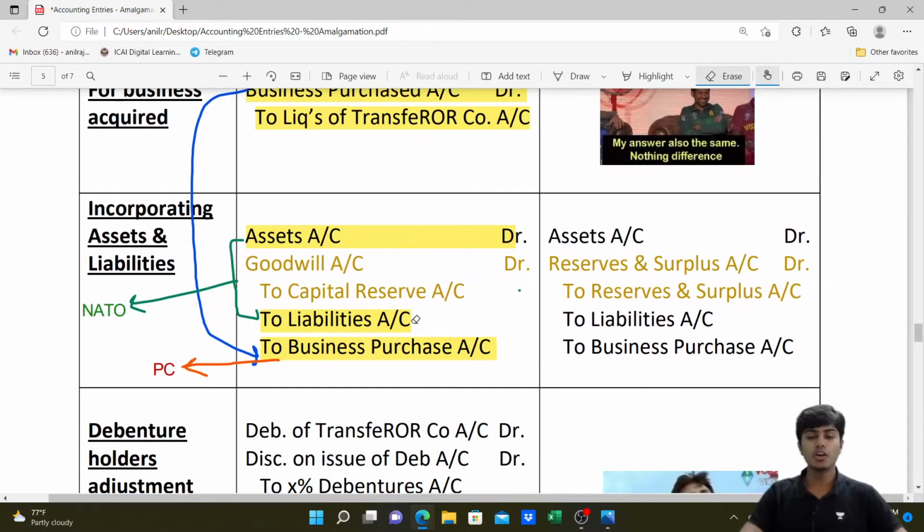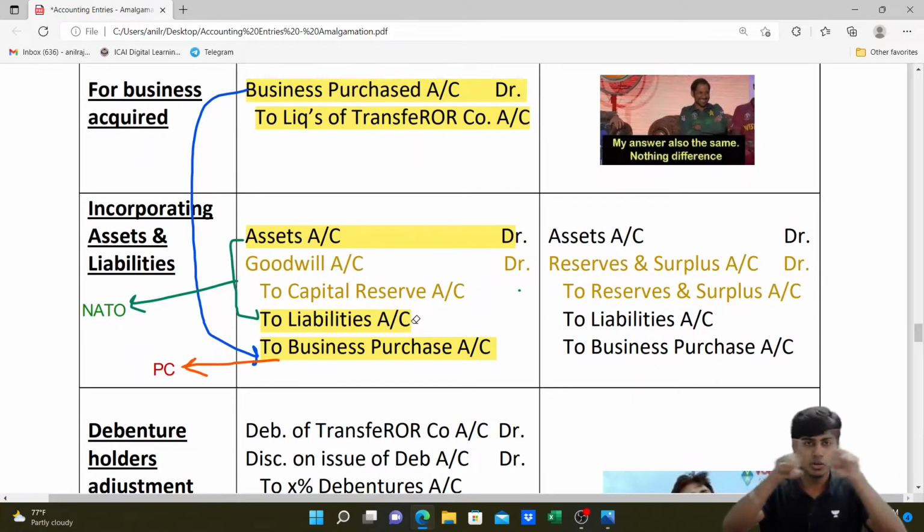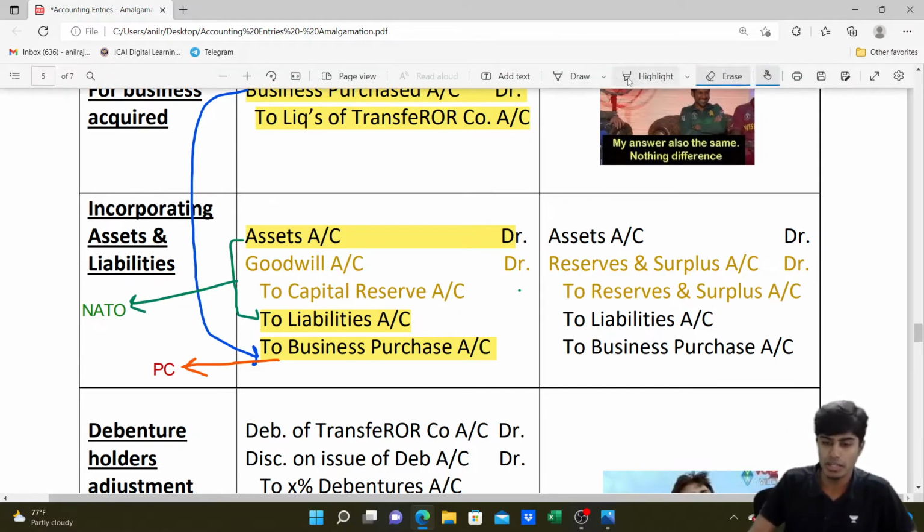However, if it is pooling of interest, you are there, I am there. Together when we start, we are one. I am not acquiring your business. It is a merger. Amalgamation in the nature of merger. So I can't make profit or loss. It will be adjusted against the reserves. So we will not be accounting any goodwill or capital reserve.